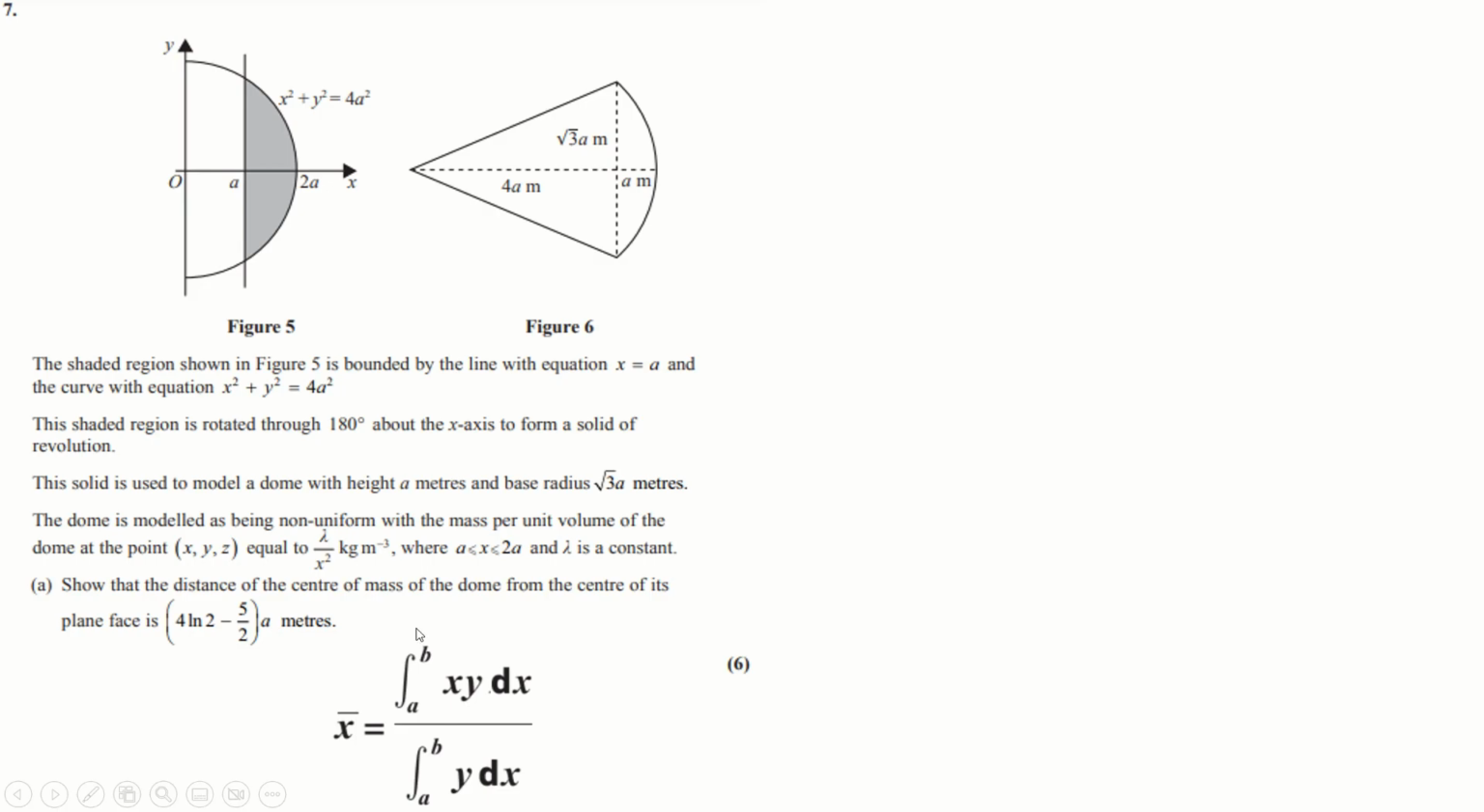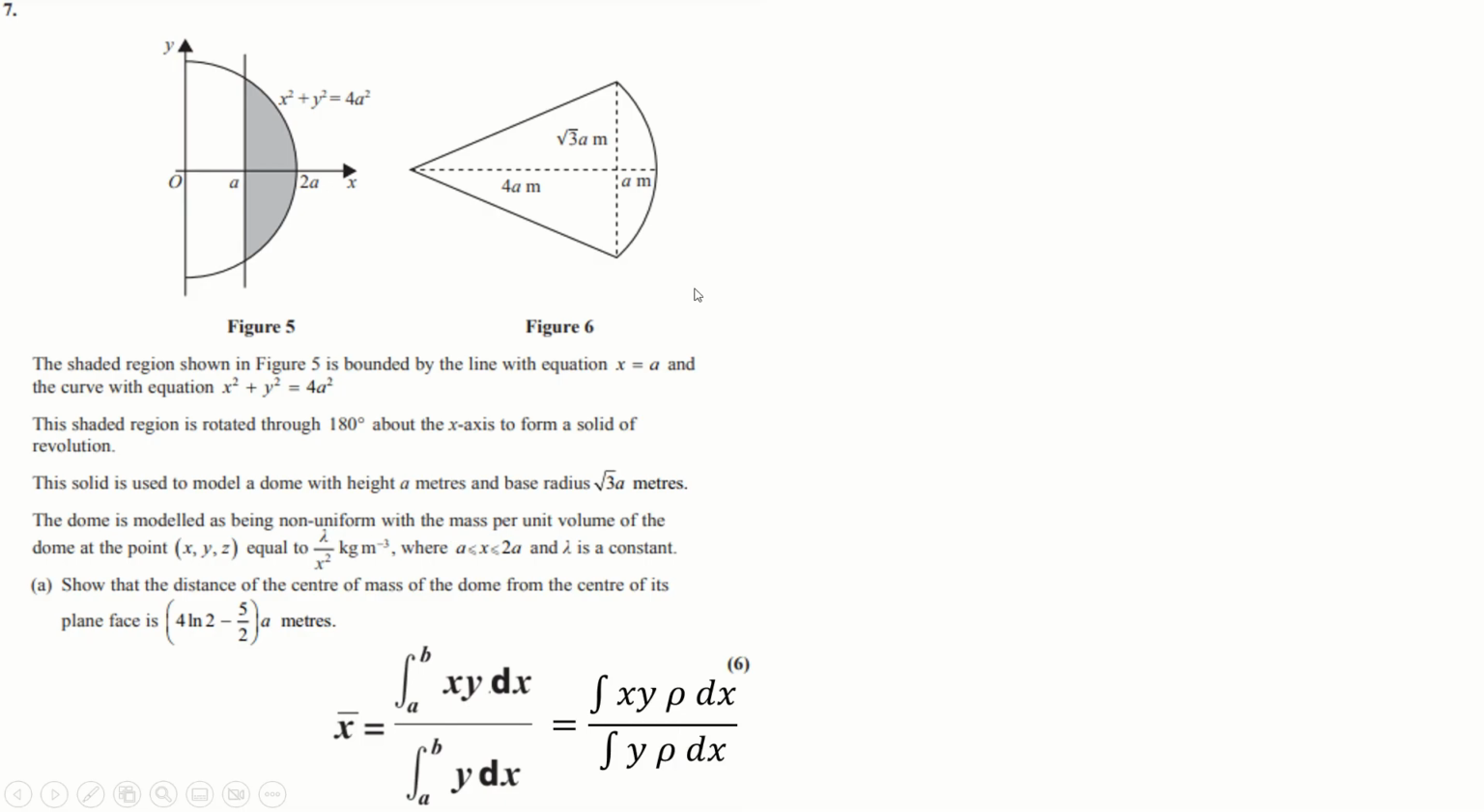But that's okay, because we can just throw this function into these two integrals. So rho is just the function lambda over x squared. You're just allowed to do that, so make a note of that. If you're doing it for non-uniform things, just throw in the function describing the density, or the mass per unit volume, into the two integrals.